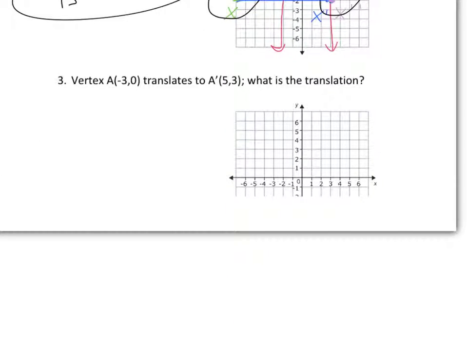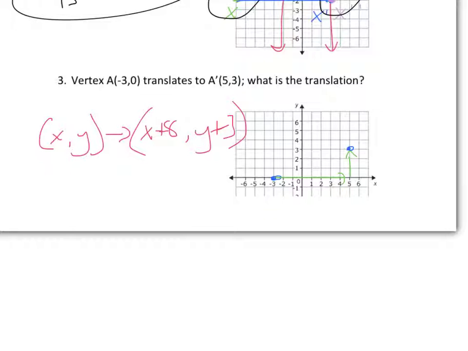Last example. We're just going to move one vertex. We're going to start with vertex A at (-3, 0) and move it to (5, 3). The question is, what is the translation? So we're moving here and there, right? What's the translation? We have (x, y) becomes x plus or minus what? Well, we're moving to the right: 1, 2, 3, 4, 5, 6, 7, 8. So x plus 8. And what do you do with the y? You're going up 3. y plus 3.